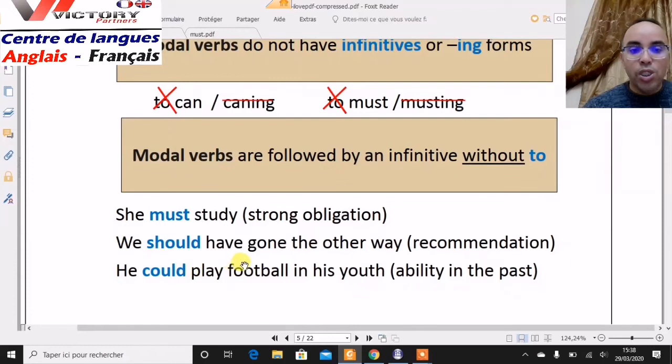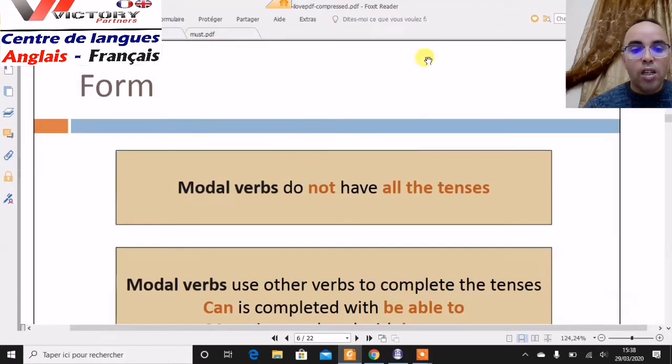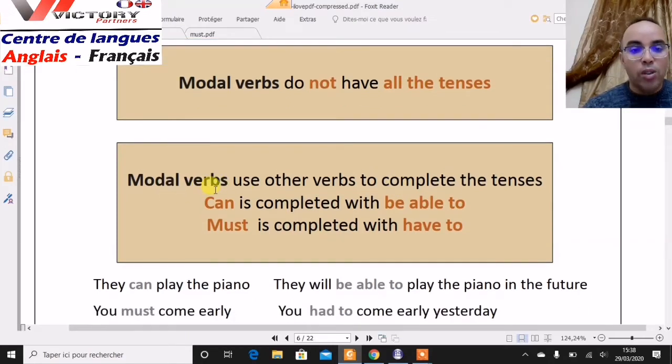We can't say we should to. So, he could play football. It's not acceptable to say he could to play. Modal verbs do not have all the tenses. Modal verbs use other verbs to complete the tenses.